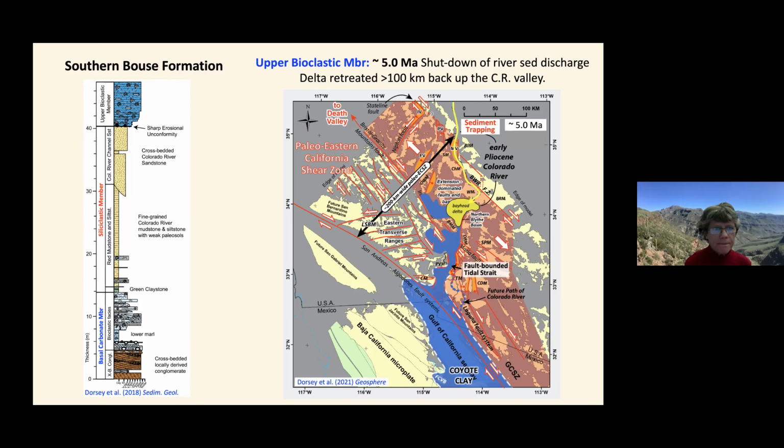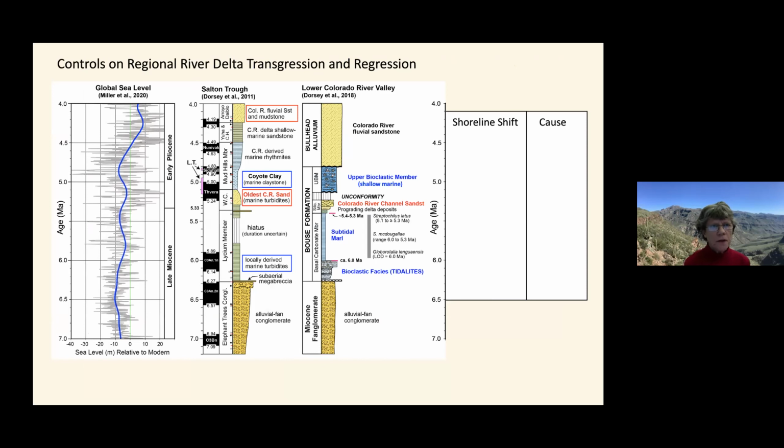Now, we can also explore the controls on delta transgression and regression by correlating our section in the lower Colorado River Valley with that in the Salton Trough, and then compare it to the global sea level curve. I'm skipping over lots of details here, but we can see that the initial transgression that brought in marine turbidites and the basal carbonate member is a result of tectonic subsidence, which actually was occurring along the entire length of the Gulf of California at that time.